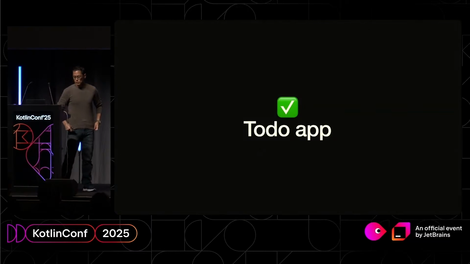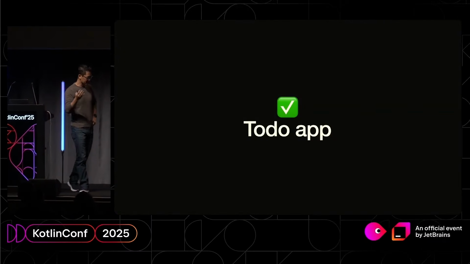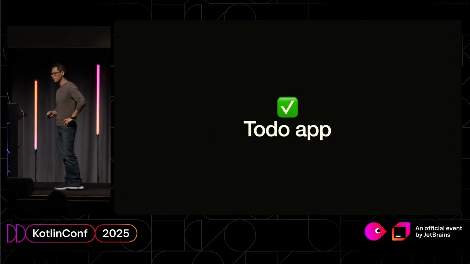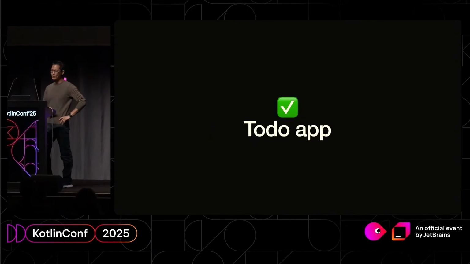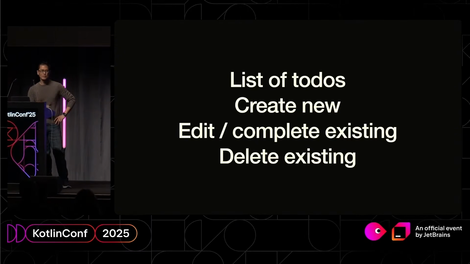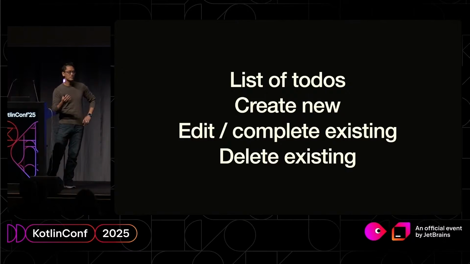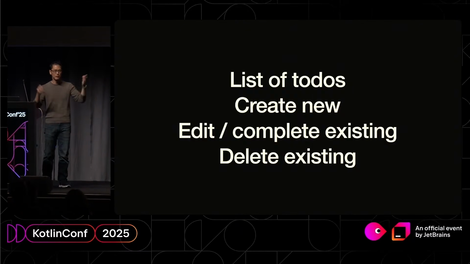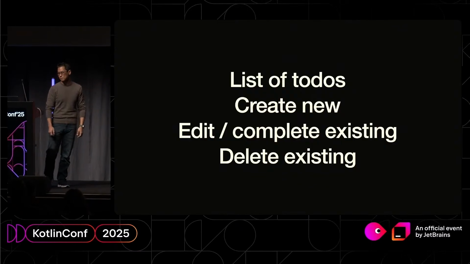OK, so what are we going to build? We're going to build a to-do app, mostly because I like to-do apps. I couldn't think of a better idea, really. I didn't want to do a blog like everybody else does. So we're going to do a to-do app. It's going to be a pretty standard set of functionality. You're going to have a list of to-dos. You're going to be able to create a new one. You're going to be able to edit or check off one. And then you're going to be able to delete one. All the CRUD operations you would expect.